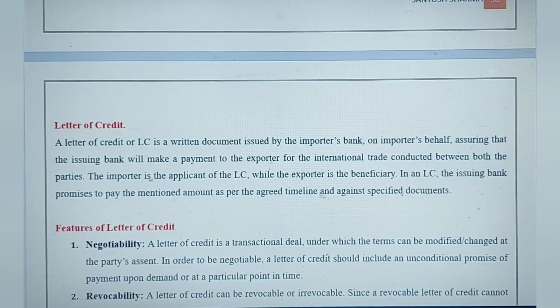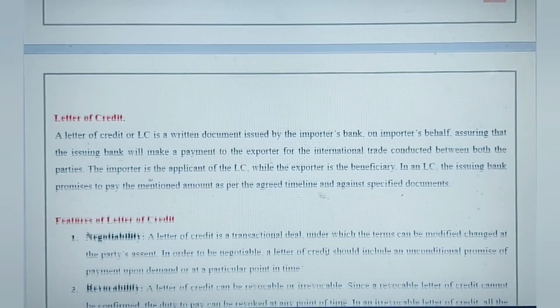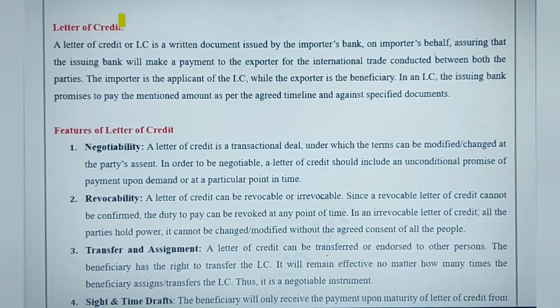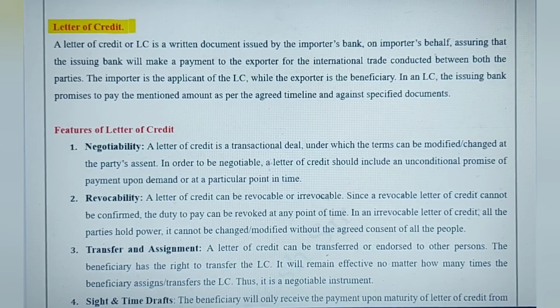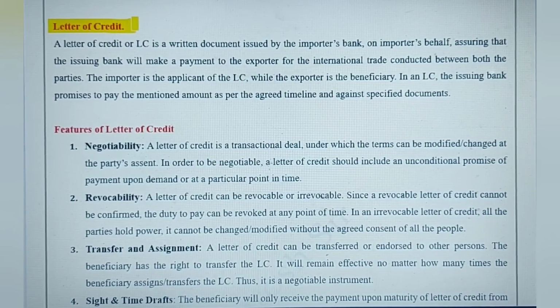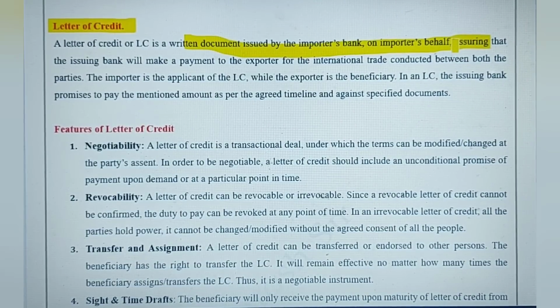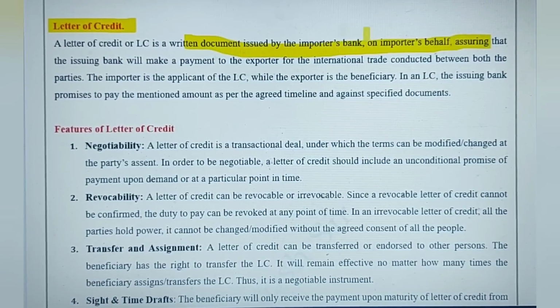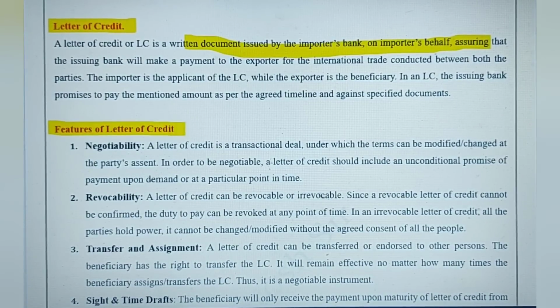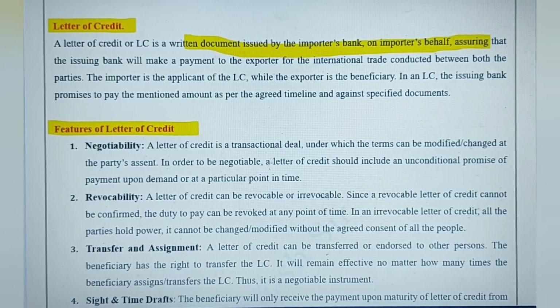Okay, then we have again a more common question, LOC, that is letter of credit. This is also very important, it comes in exams quite often. Basically it is a document issued by the importer's bank assuring that if he fails to make the payment to the exporter, the bank will make it. And a few features and characteristics of letter of credit which you can also prepare for the exams.